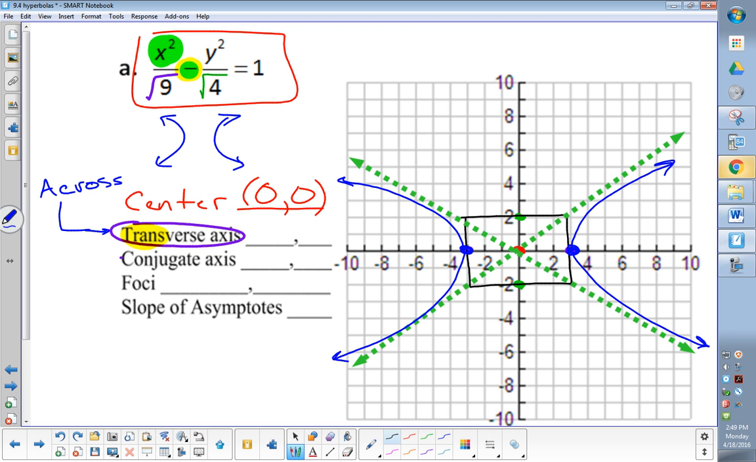And for us, it's the axis that goes across from one parabola to the other. The transverse axis connects your two parabolas. So that would be this axis right here. That's our transverse axis. So my transverse axis goes from 3, 0 to negative 3, 0.